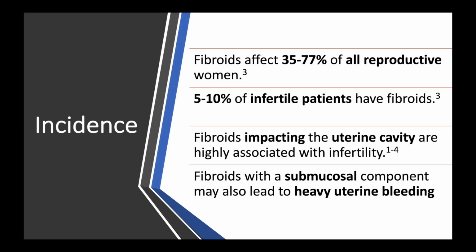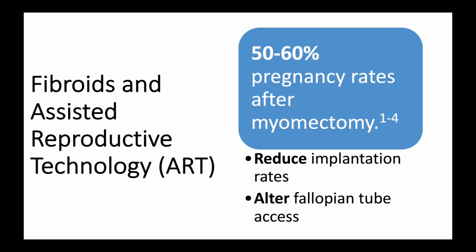Leiomyomas, or uterine fibroids, affect 35 to 70% of all reproductive age women. 5 to 10% of infertile patients have fibroids, and fibroids that impact the uterine cavity are associated with infertility. In addition to infertility, fibroids can cause pain and heavy uterine bleeding. Fibroids may also impact assisted reproductive technologies success rates, and patients with infertility have a 50 to 60% chance of successful pregnancy after myomectomy.